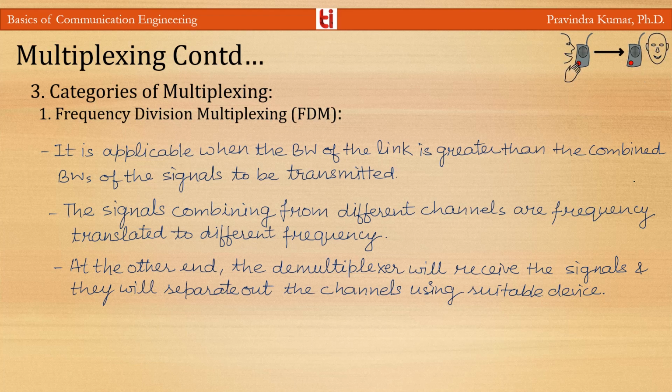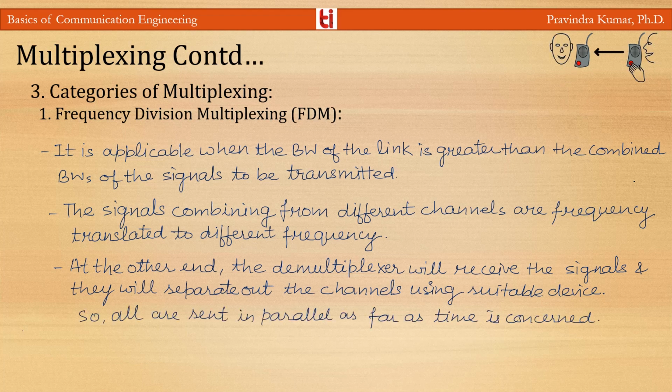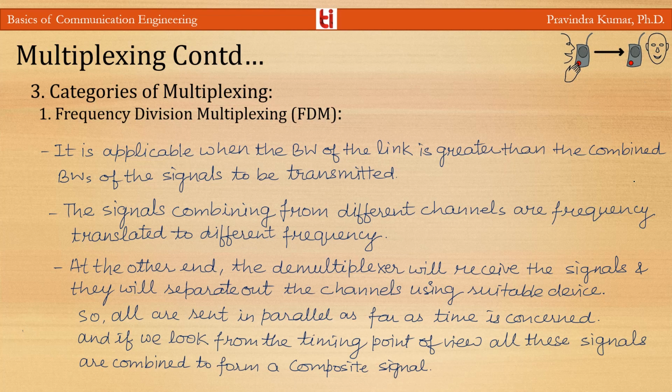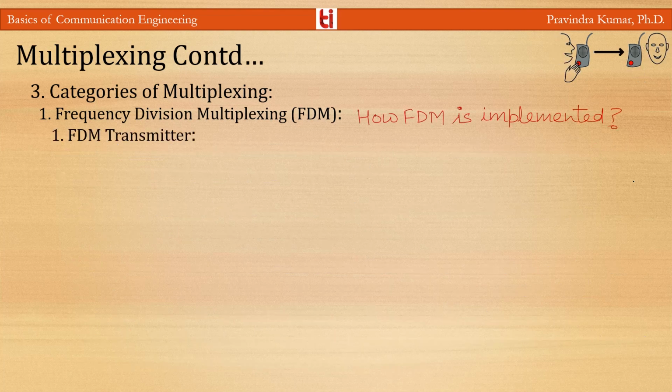So here you can see all are sent in parallel as far as time is considered. And if you look from the time point of view, all the signals are combined to form a composite signal. So we are forming a kind of composite signal, and that composite signal is again demultiplexed at the other end by a suitable technique. Now, how is FDM implemented?